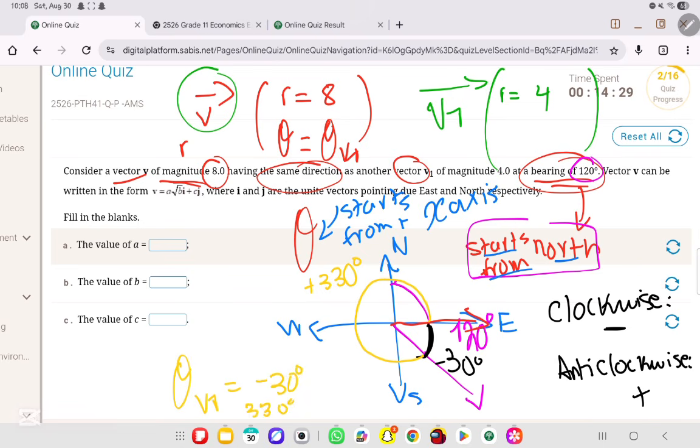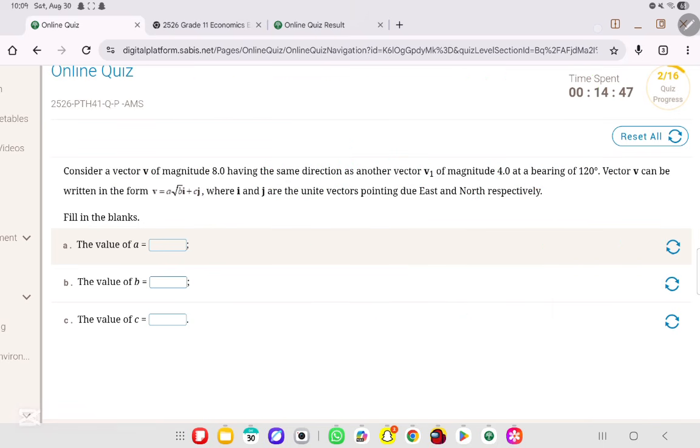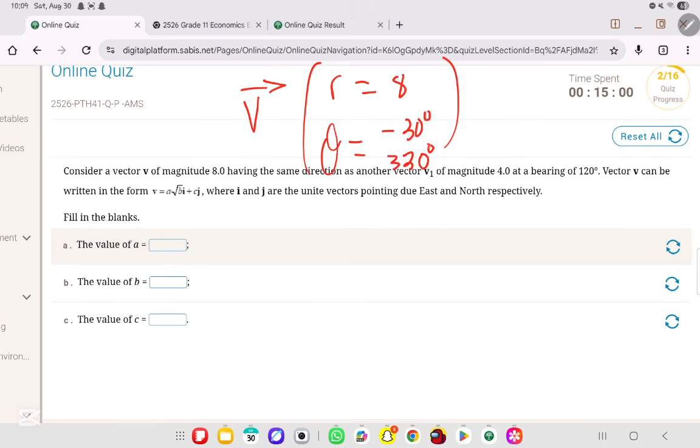But we also know that theta of V is equal to theta of V1. So this is also equal to theta of V. Okay, so now we have the full answer of V. We can now fully write V. V is now having a magnitude of 8 and a theta of either minus 30 degrees or 330 degrees. Now, this is not what they want from us.